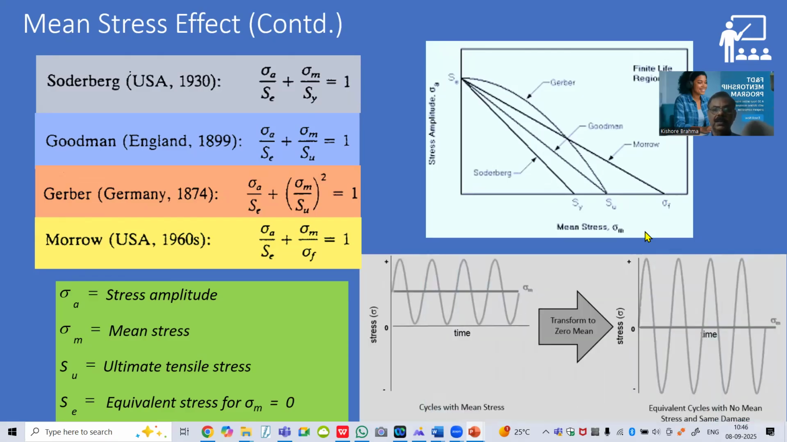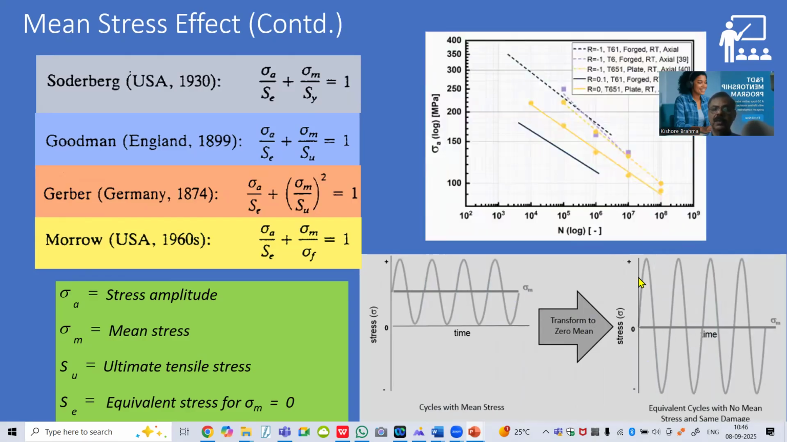Basically, what this equation does is transform the non-zero mean applied stress to an equivalent stress amplitude having a mean stress of 0, whose damage is the same as the applied stress.